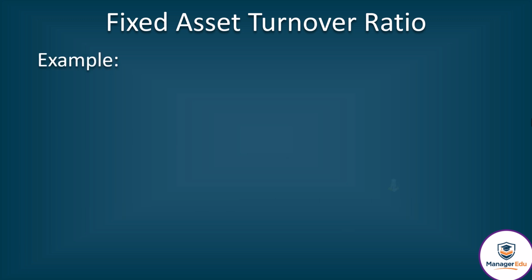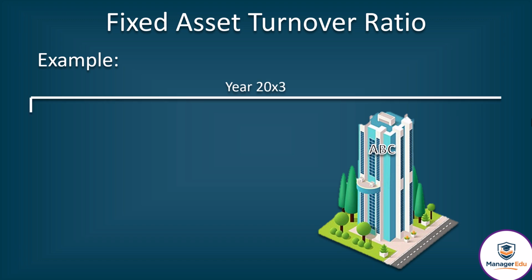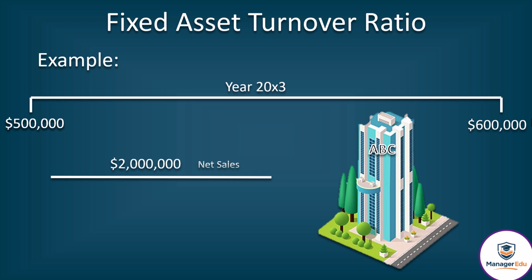Let's explain this with an example. Suppose for the year 2023, we have the following information for a company called ABC. Beginning fixed assets, $500,000. Ending fixed assets, $600,000. Net sales for the year, $2 million. First, we need to calculate average fixed assets. So, beginning fixed assets, $500,000, plus ending fixed assets, $600,000, equals $11 lakh.